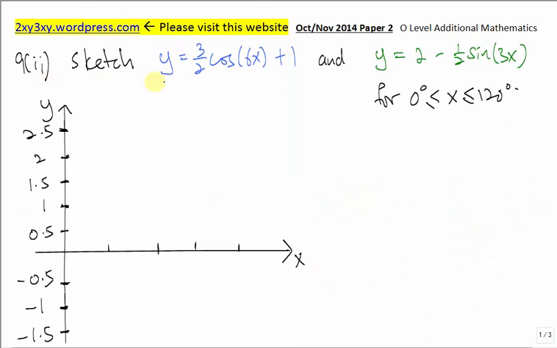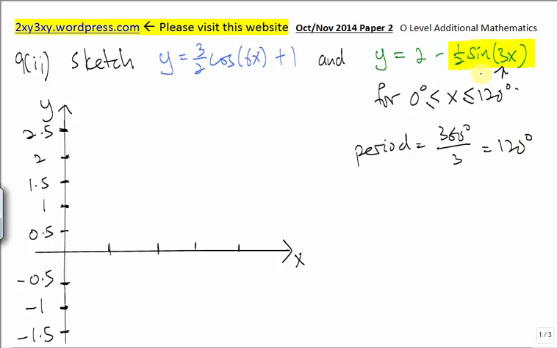In 9 part 2, we are asked to sketch these two graphs for x ranging from 0 degrees to 120 degrees. I would like to sketch this graph here first. Because of the negative, it will be slightly more difficult to plot as compared to this. Let us focus on this half sine 3x. The period for this sine 3x will be 360 degrees divided by the number in front of the x, which is 3, so it will be 120 degrees.